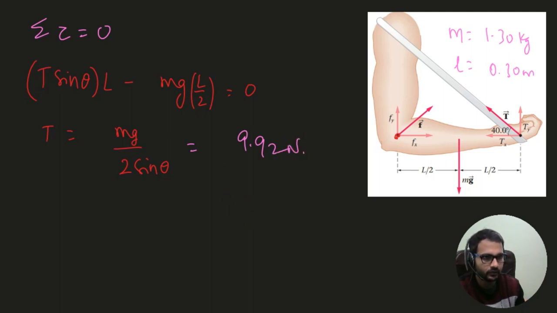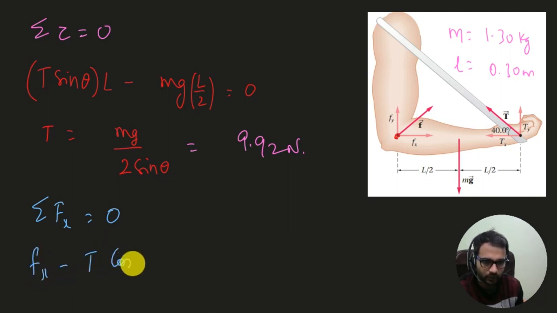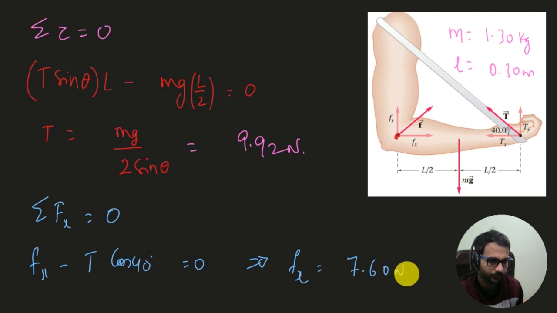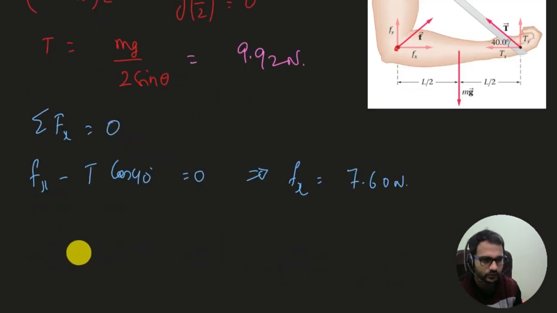Next, to find the Fx and Fy, we can use the zero force condition. So the net force should be equal to zero in the x direction. So Fx minus T cosine 40 degree should be equal to zero. And from here, we can easily find Fx, the force in the x direction. This would be equal to 7.60 newton.